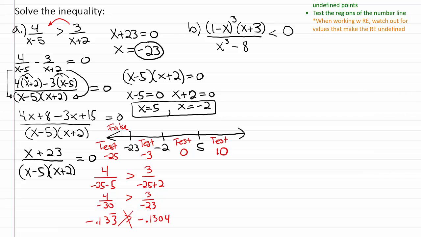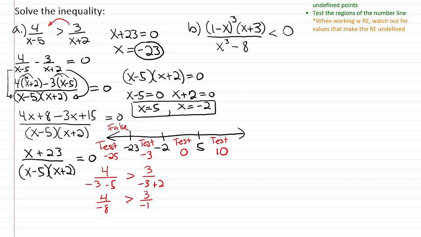All right, how about the other area of the number line, the one following that? Let's test negative 3. To test negative 3, I'm just going to replace these negative 25s with negative 3 and see if it's still true. Well, we have 4 over negative 8 then, and that's going to be compared to 3 over negative 1, right? All right, well, this is much easier to test.